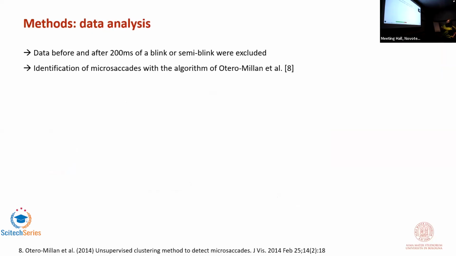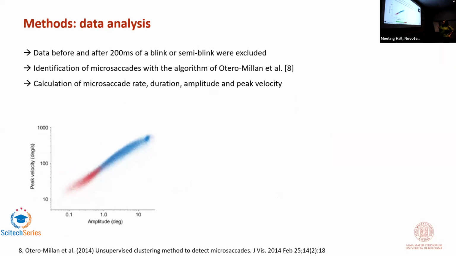Data analysis. During the data analysis, we usually discard data before and after 200 milliseconds of a blink or semi-blink in each trial. We identified microsaccades and saccades with the algorithm of Otero-Millen, and we calculated microsaccade rate, duration, amplitude, and peak velocity.